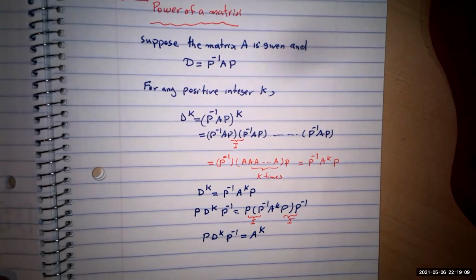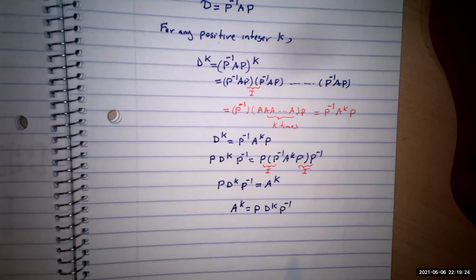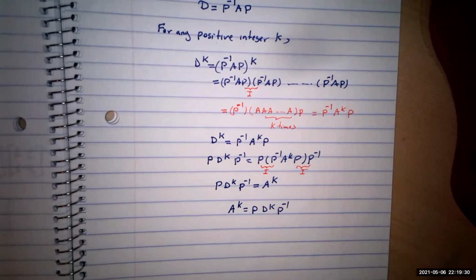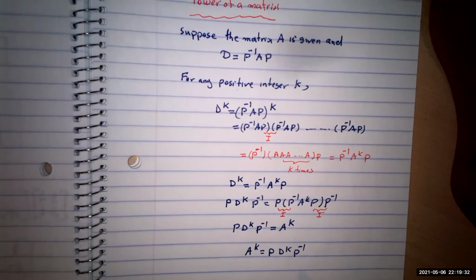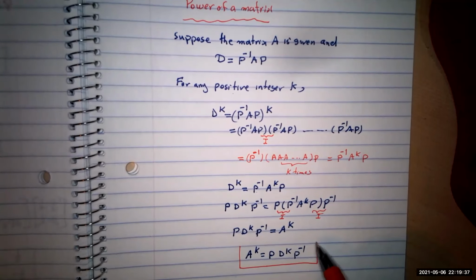So you have a nice formula for the power of a matrix A. The power A to the K is going to be P D to the K times P inverse. You know that D is a diagonal matrix. If you want to raise the diagonal matrix to the K, you're simply raising the numbers on the main diagonal. So we can easily find the power of a matrix A using this diagonalization, if you'd like to get the result.